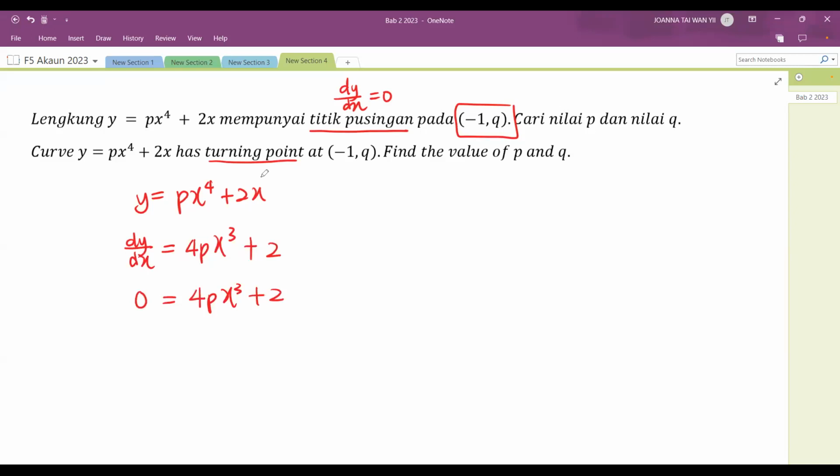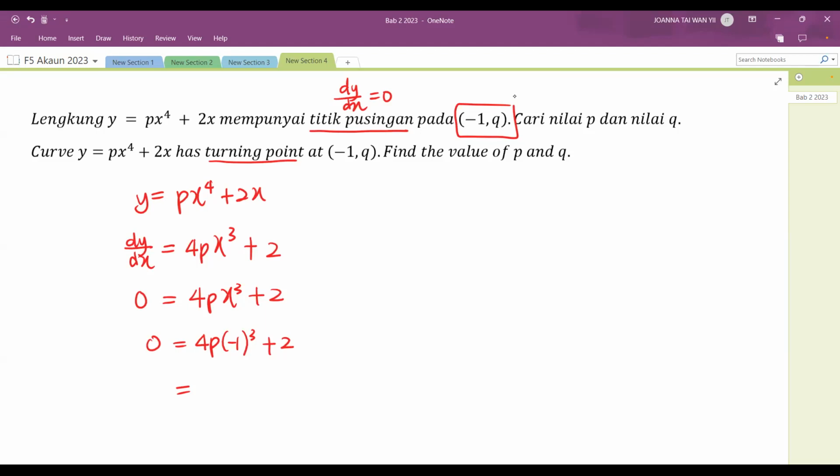Okay, now I want to find p value. Do you know the x value? Kamu tahu tak titik pusingan x dia berapa? Negative 1, betul. This one is x, ini y. So x is negative 1. We put in x negative 1. Can you find the p now? Two, sure. Bukan dua. Dua ke? P is two.